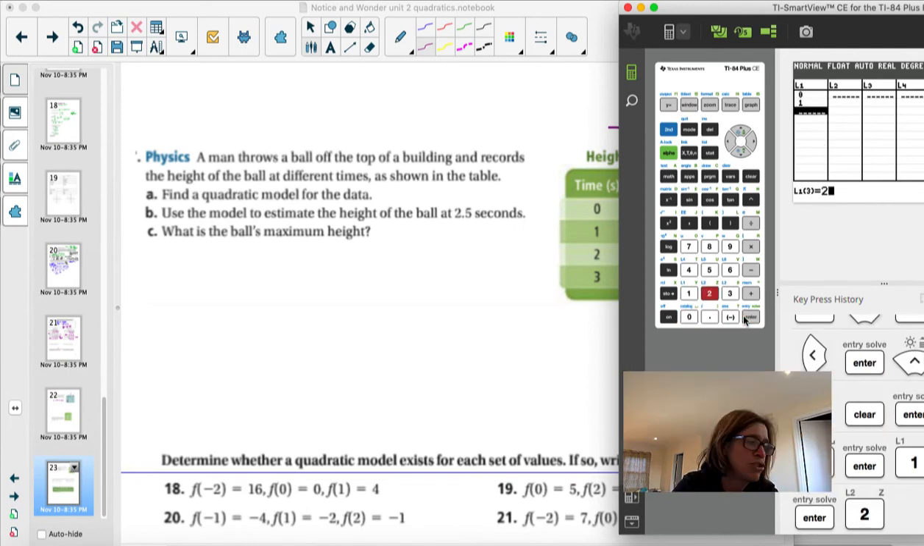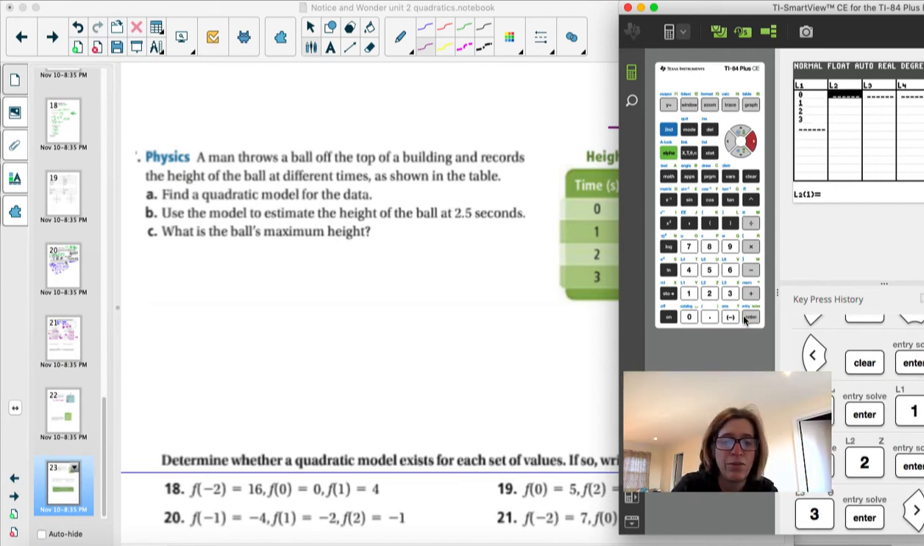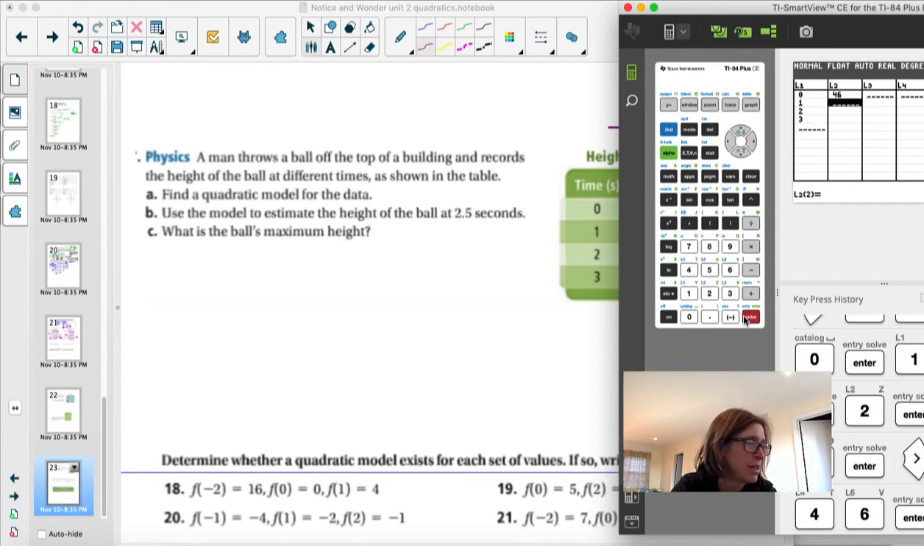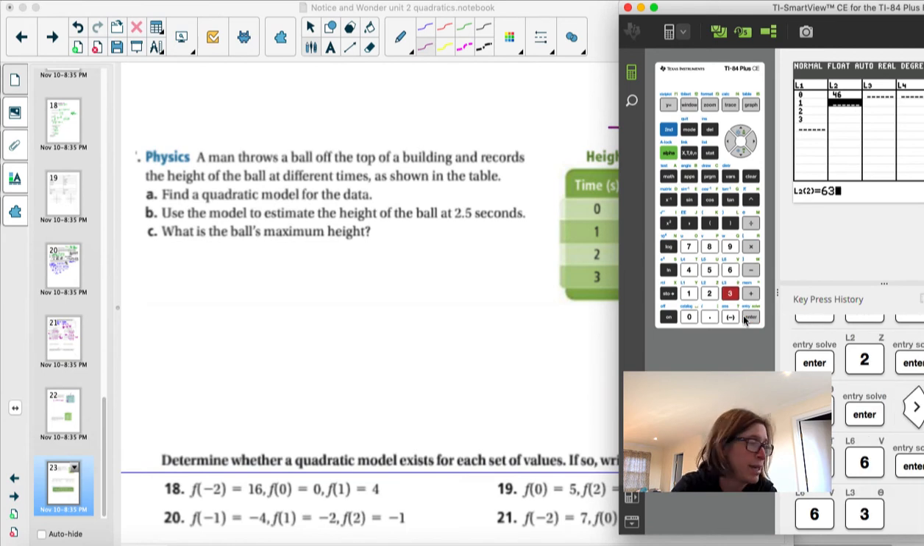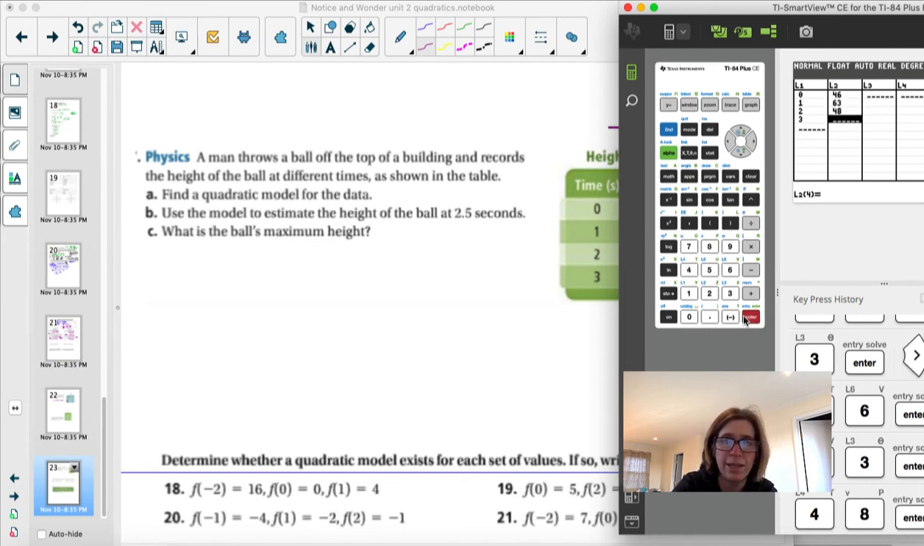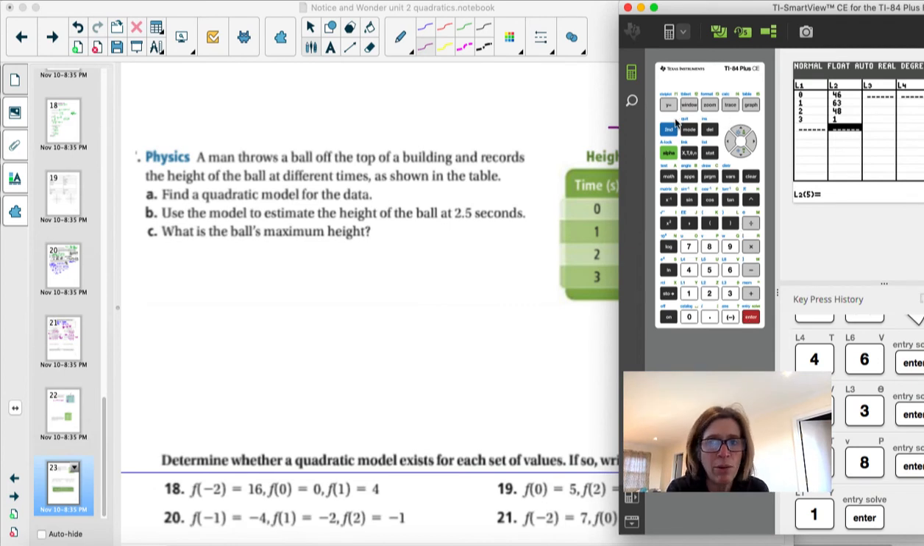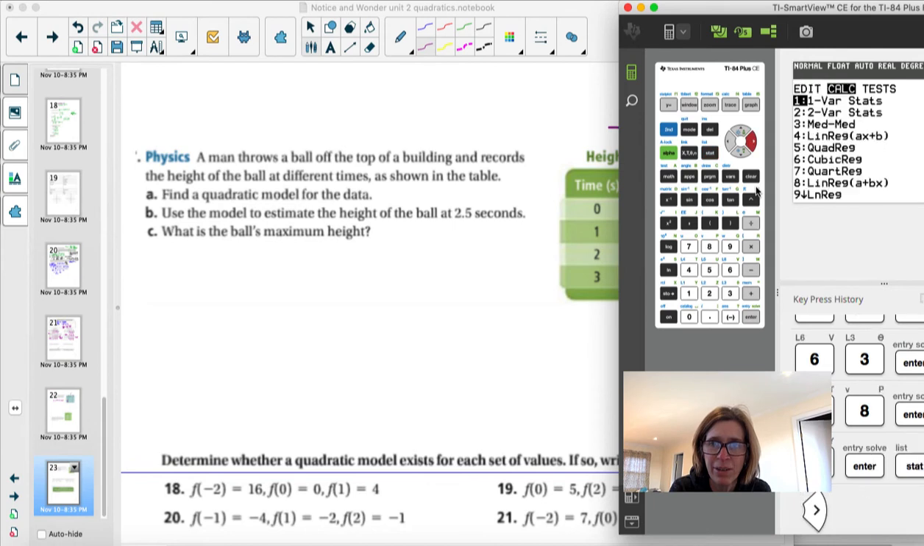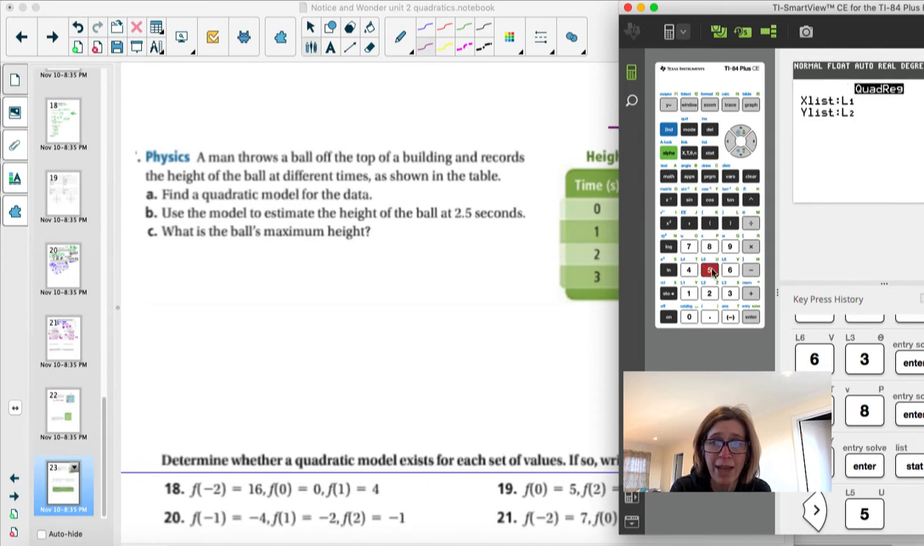So let's get that in. 0, 1, 2, and 3. And then 46, 63, 48 and 1. Okay, so now I press Stat, arrow to Calc, Quadratic Regression, Calculate, and there's my equation. Wow, that's a nice one, isn't it?